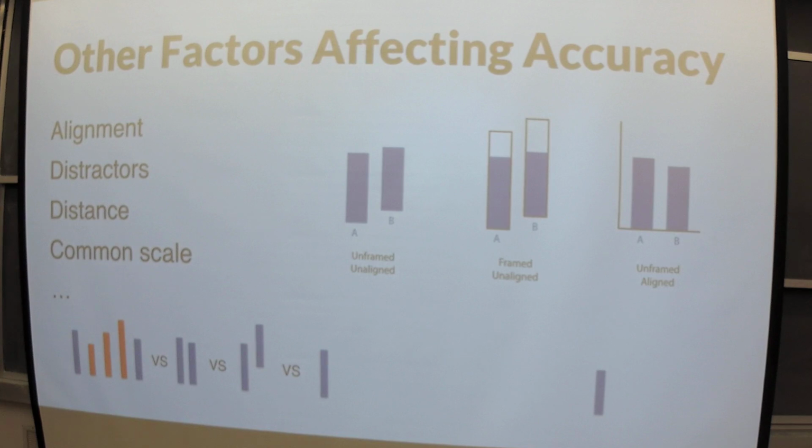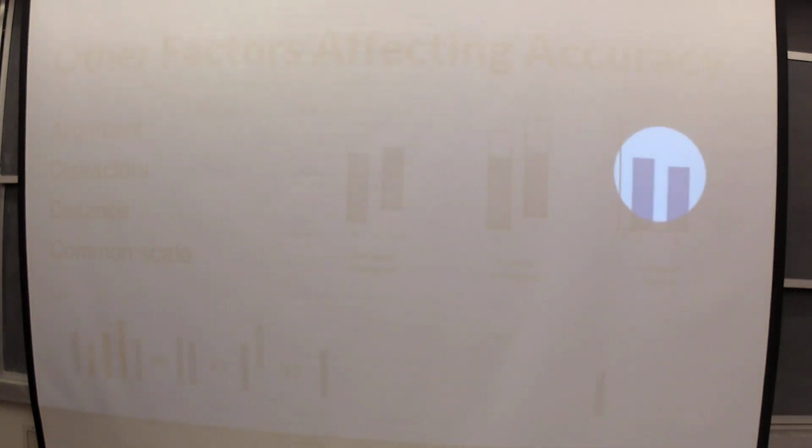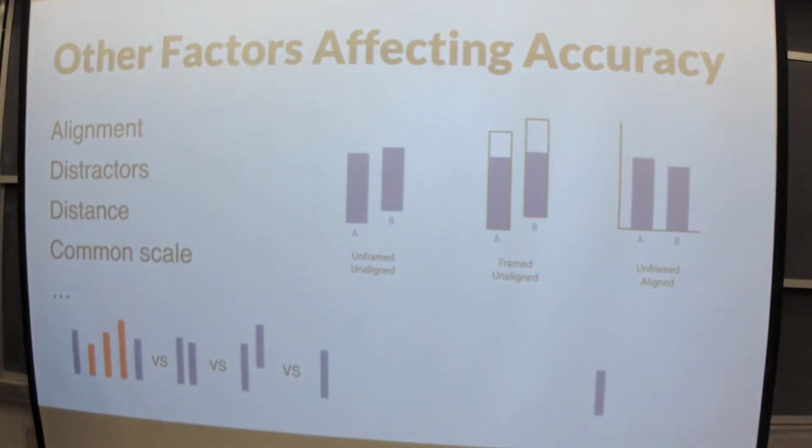So there's a couple of other factors that affect accuracy, especially alignment, distractors, distance, and common scale. What I mean by alignment is something like here would be an unaligned example compared to an aligned example, right? And we are much better at comparing these aligned ones.